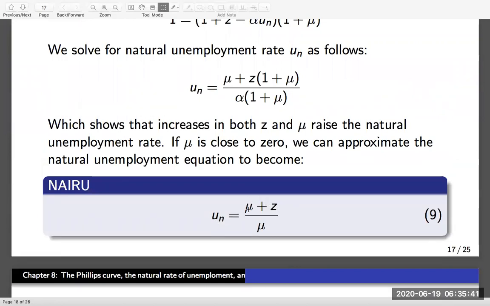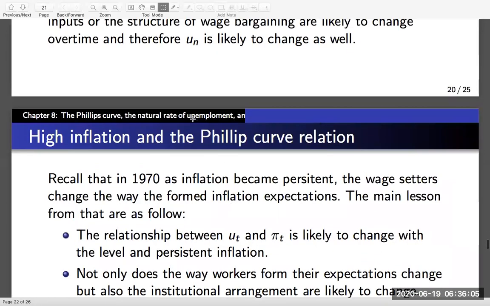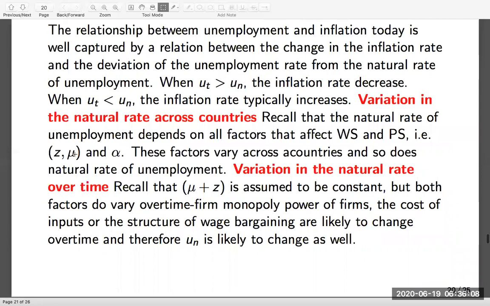Surely the way firms operate in different countries is not the same; it depends on the way firms can formulate markups. For example, South Africa has very strong unions, which affects the natural rate of unemployment there. The reason there is variation is that factors like the markup and the catch-all variables vary across countries and vary over time as well.